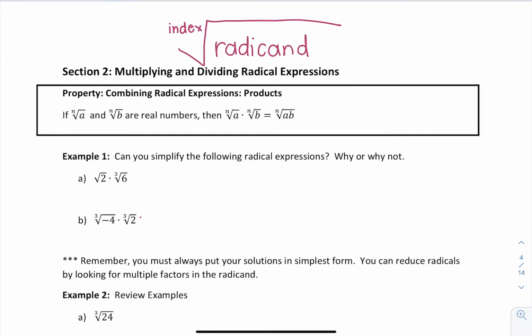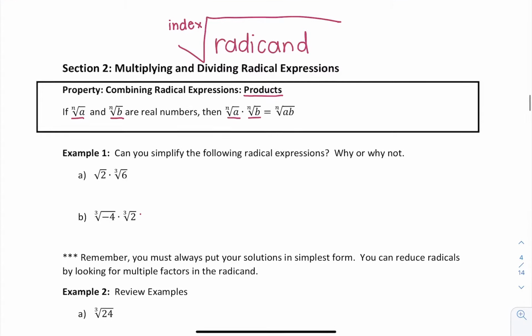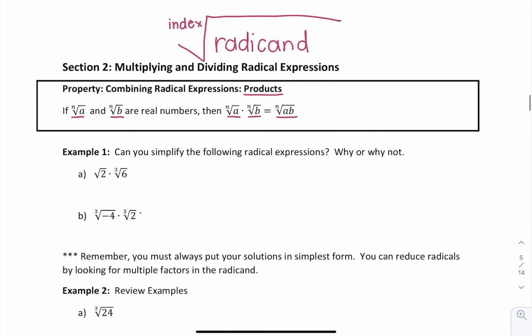If we are trying to combine two expressions, two products, which is multiplication, we can combine them if they have the same index. So if the nth root of a and the nth root of b are real numbers, then the nth root of a times the nth root of b is the nth root of a times b. So we can combine on the inside. We can multiply if they're the same index.